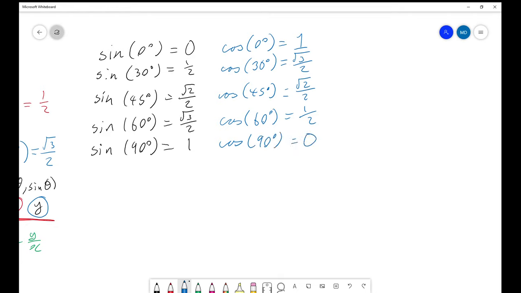These are our known values for this particular ratio. Tan, a little bit more awkward, but only at the end.